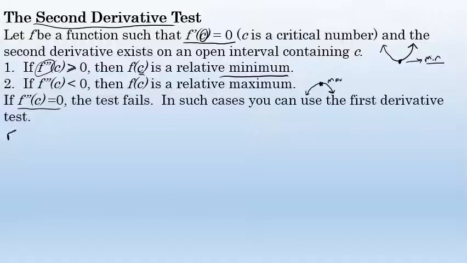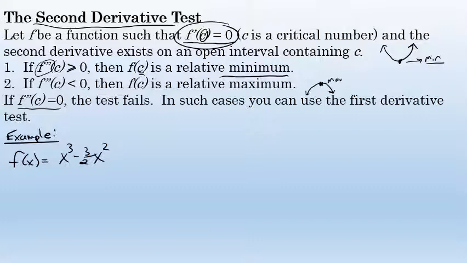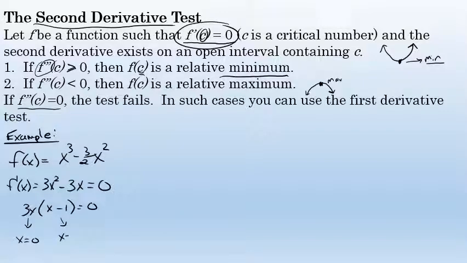Let's do an example. Let's take a look at an example problem. Let's find relative max and mins using the second derivative test. We'll use the function f of x equals x to the third minus 3/2 x squared. To use the second derivative test, you first have to determine when the first derivative is equal to 0. The first derivative of this function is 3x squared minus 3x to the first power. And when you set that equal to 0 and factor a 3x out to the front, you find that values that make the first derivative equal to 0 are x equals 0 and x equals 1. Those are this function's two critical numbers.